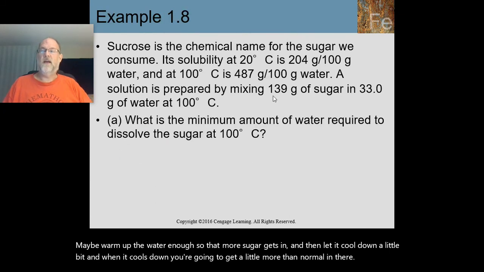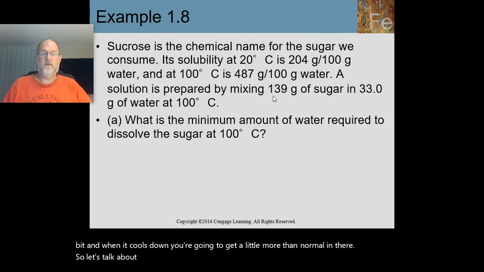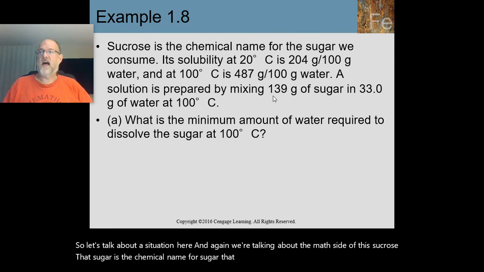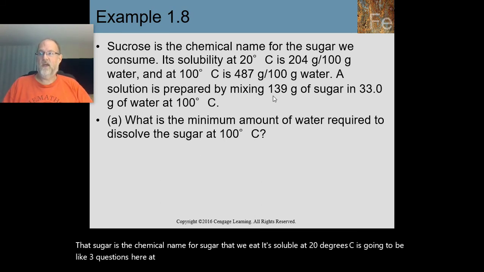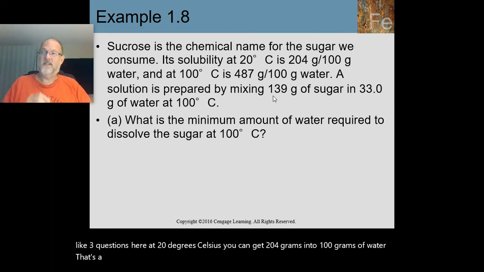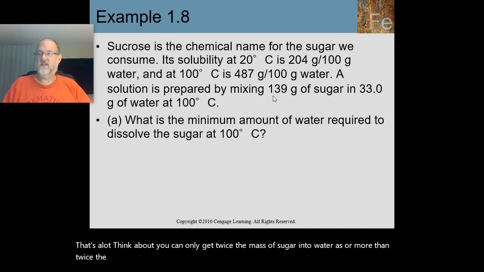So let's talk about a situation here. And again, we're talking about the math side of this. Sucrose, the chemical name for the sugar that we eat, is soluble at 20 degrees C, and there are going to be like 3 questions here. At 20 degrees Celsius, you can get 204 grams into 100 grams of water. That's a lot. Think about it. You can get more than twice the mass of sugar into water as you have the mass of water.